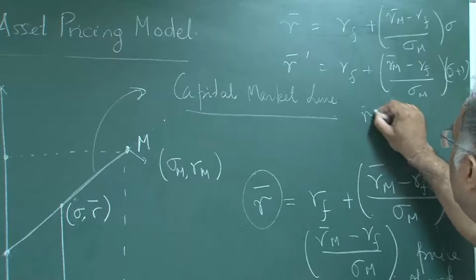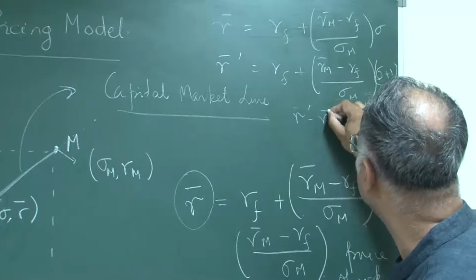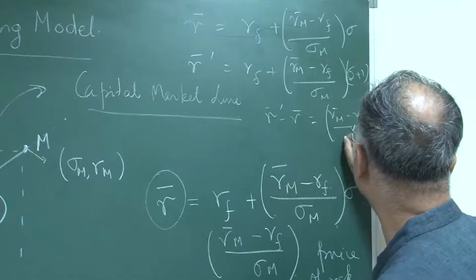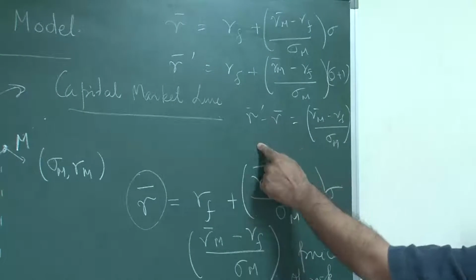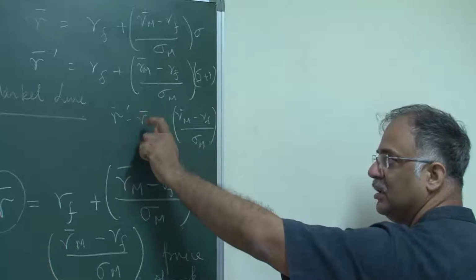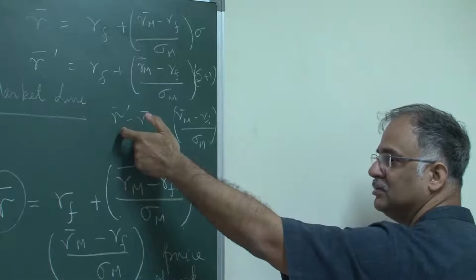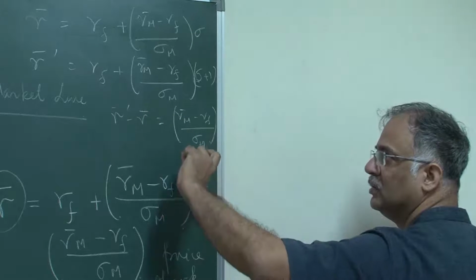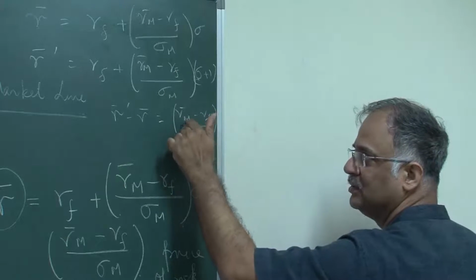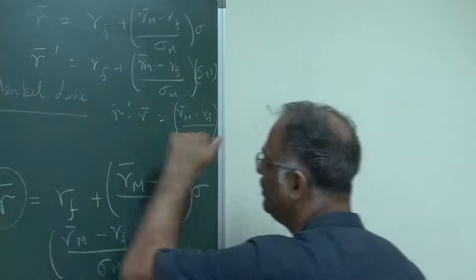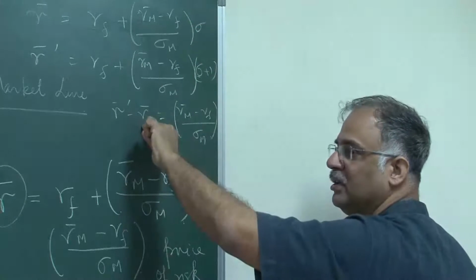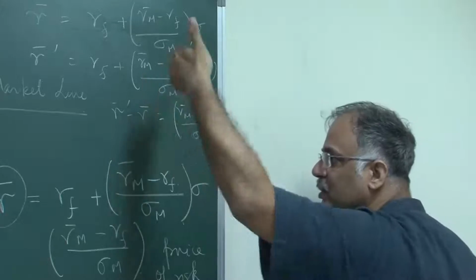Then R bar dash minus R bar is nothing but R bar M minus Rf by sigma M. So, it shows that this actually tells you how much change you are expecting in the expected return, right. If you increase your risk, because this is positive, R bar M is always bigger than Rf, your expected return increases. If you decrease your risk, your expected return decreases.